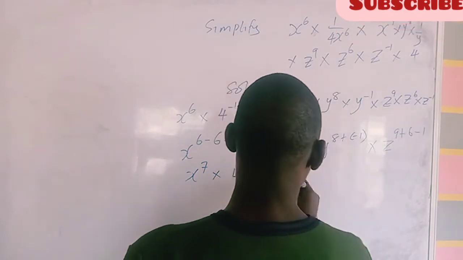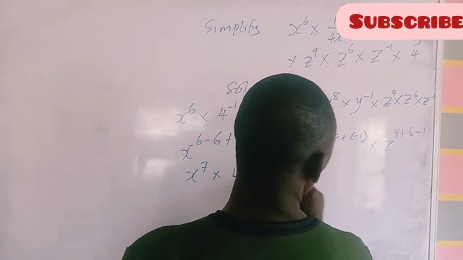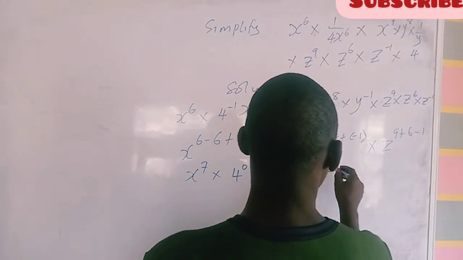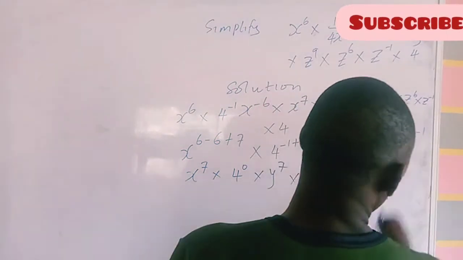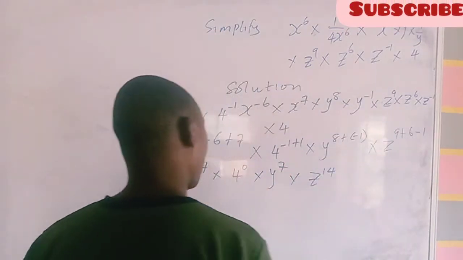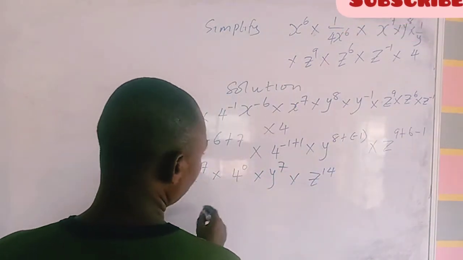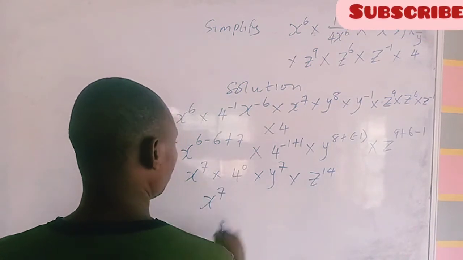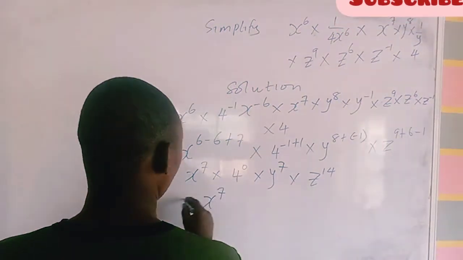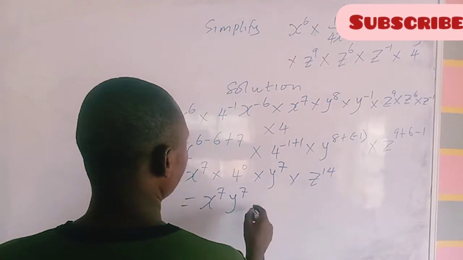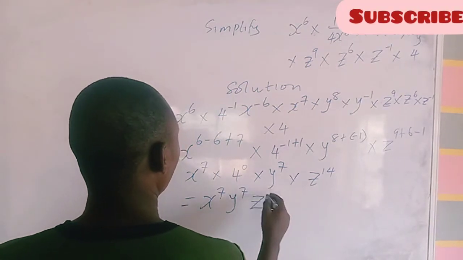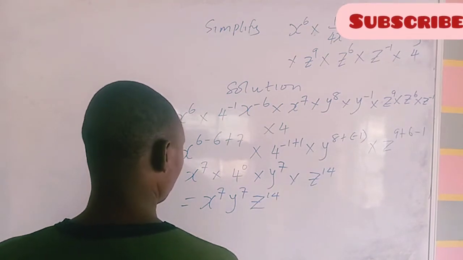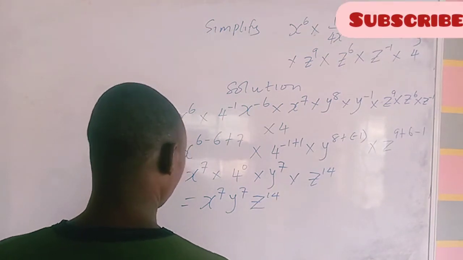So 8 minus 1, we have a 7. So we have a times z raised to power 14, because 6 minus 1 will give us 5. So this will give us x raised to 7. X raised to 0 is 1. So we have y raised to 7, z raised to 14. So we can easily have it in this way.